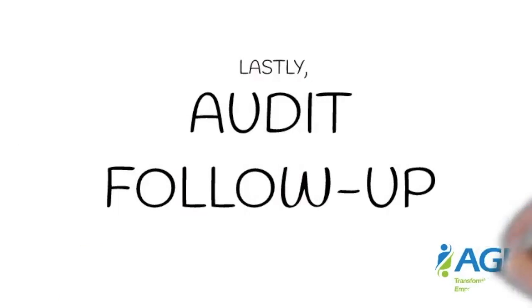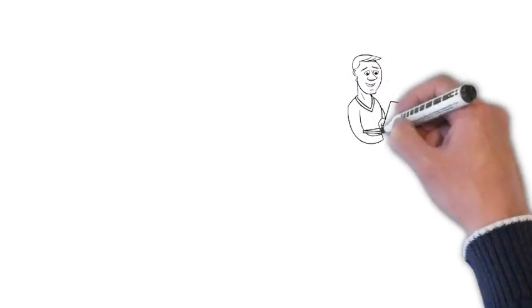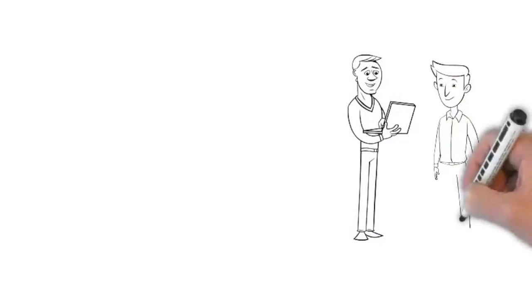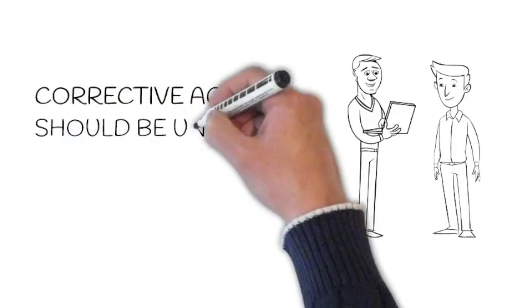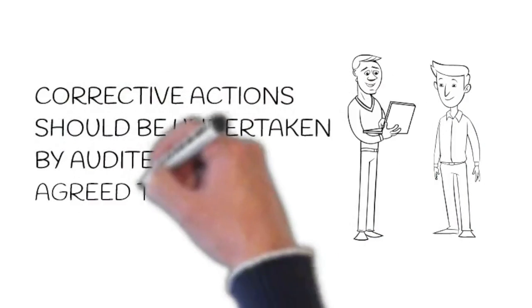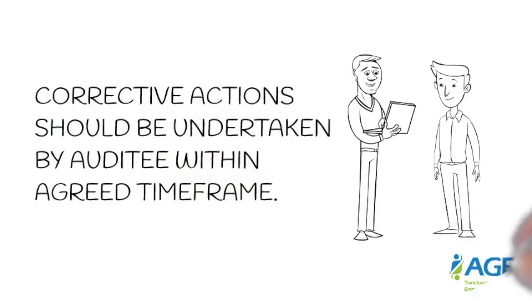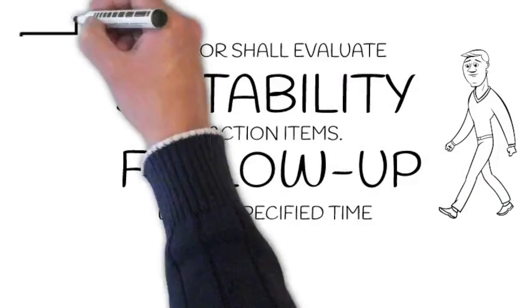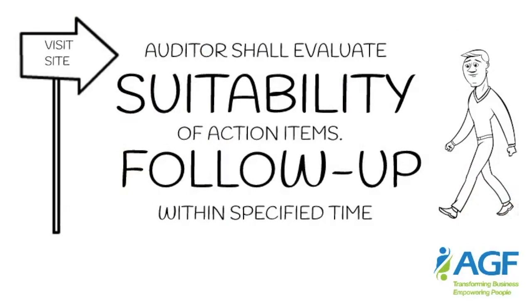And lastly, the follow-up. As agreed during the closing meeting, corrective actions are usually decided and undertaken by the auditee within an agreed time frame. Auditors shall evaluate action items for suitability and follow up within specified time. This may require a visit to verify closure of findings on site.